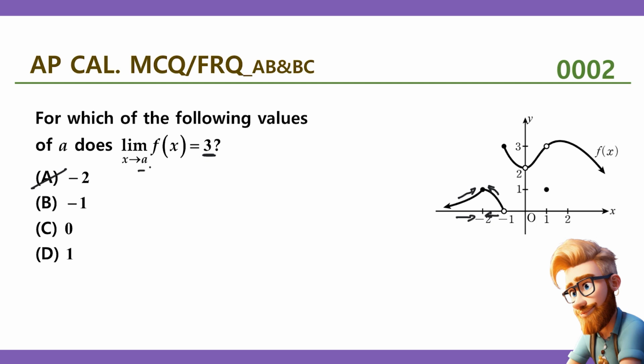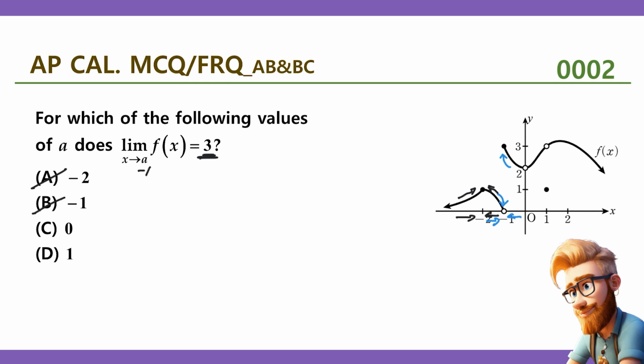So -1. As x approaches -1 from the left hand side, it approaches 0. From the right hand side, it approaches 3, right? The left hand limit and the right hand limit are different. In this case, the limit does not exist. Not equal to 3, right? So B is not the answer.